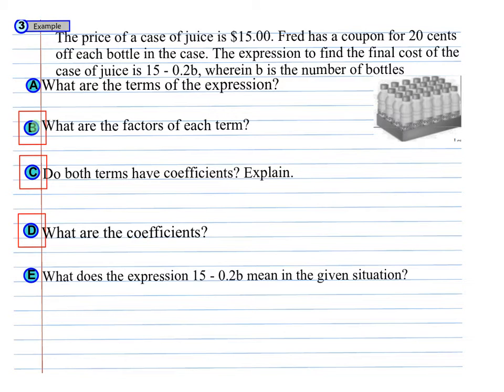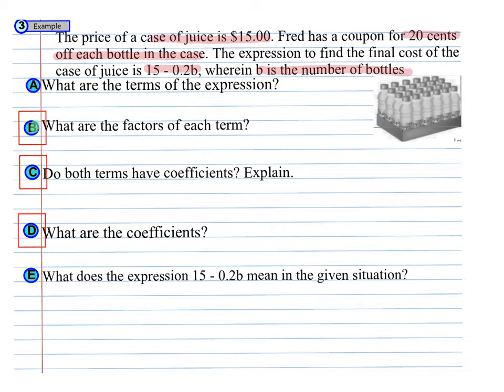The price of a case of juice is $15. Fred has a coupon for 20 cents off each bottle in the case. The expression to find the final cost of the case is 15 minus 0.2b, where b is the number of bottles. What are the terms of the expression?